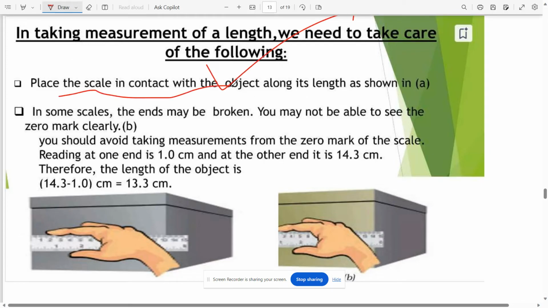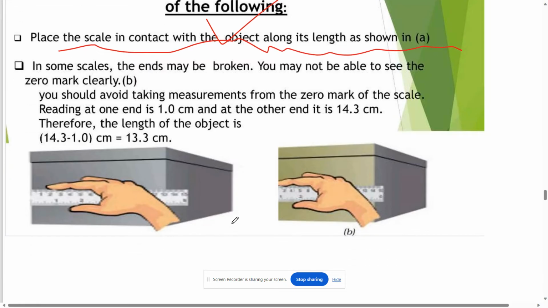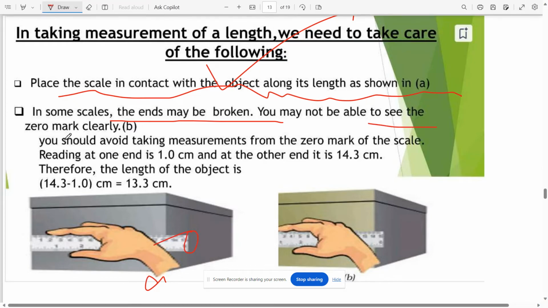Place the scale in contact with the object along its length as shown in figure A. In some scales, the ends may be broken, so you may not be able to see the zero mark clearly.